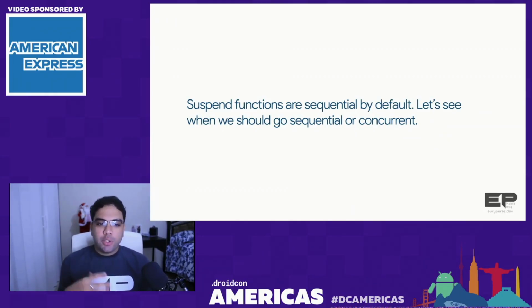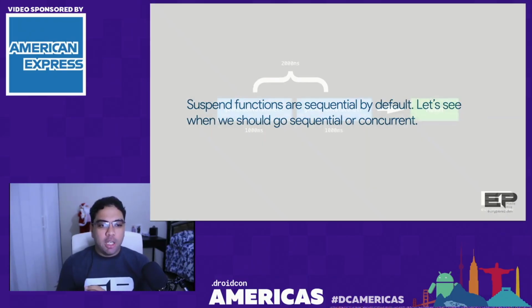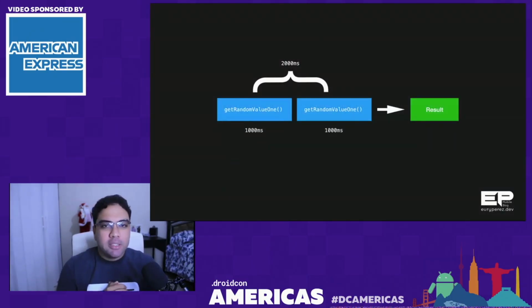Let's see when we should go sequential or concurrent. This is very interesting, and this is one of the best parts of coroutines. See how we can control whether we want to go sequential, waiting for the next result, or whether we want to go concurrent and just make many calls in parallel. This is something we need to know, because it can make a significant impact on the performance of the application.